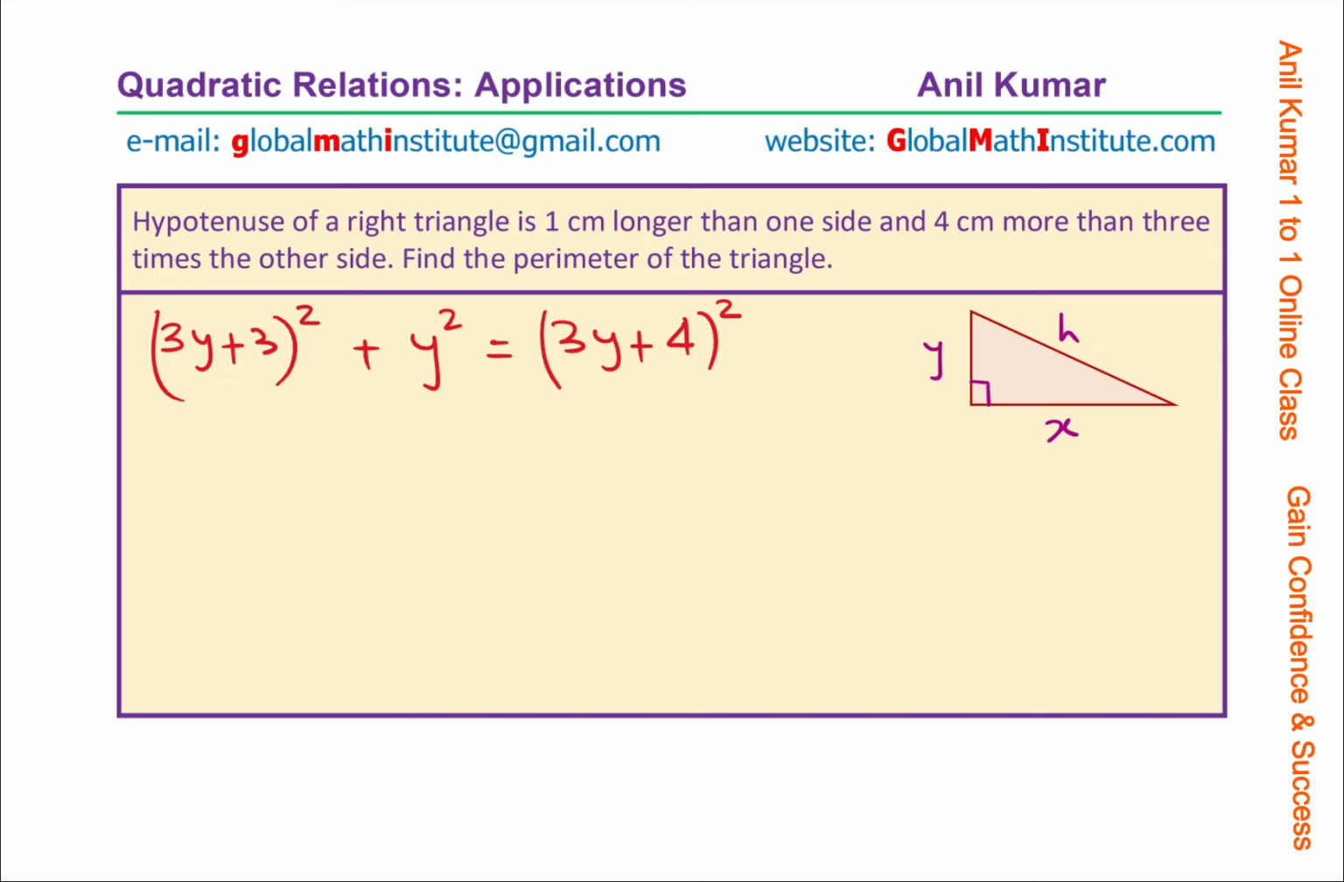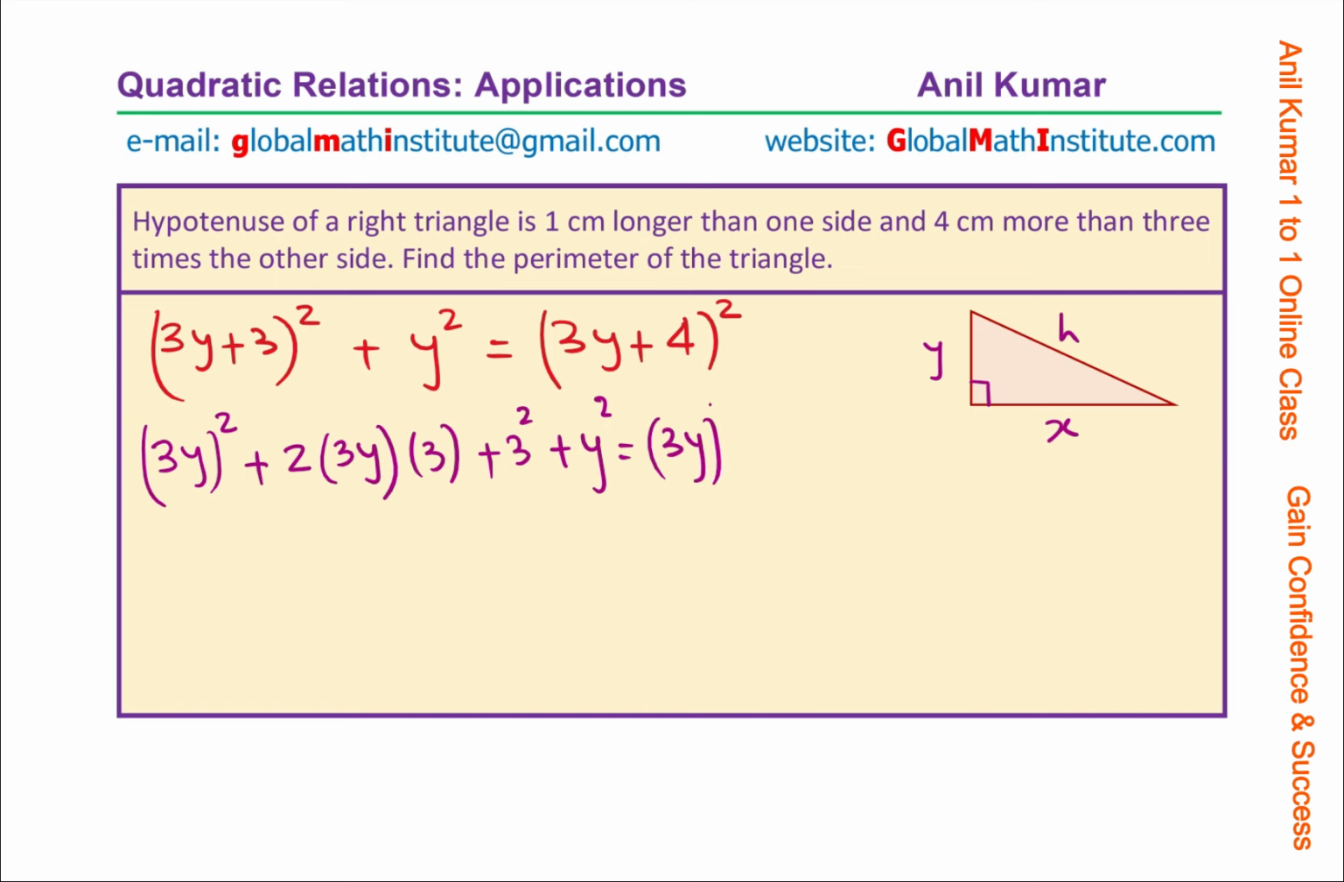Just expand. And you know what (a plus b) whole square is? So we have (3y) whole square plus 2 times 3y times 3 plus 3 squared plus y squared equals 2. Here we get (3y) whole square plus 2 times 3y times 4 plus 4 squared, correct? So let me rewrite in a different ink.